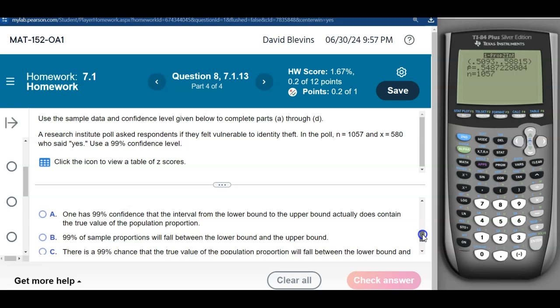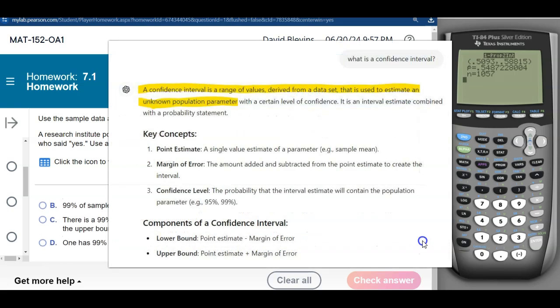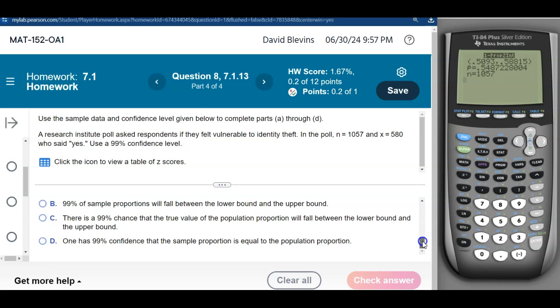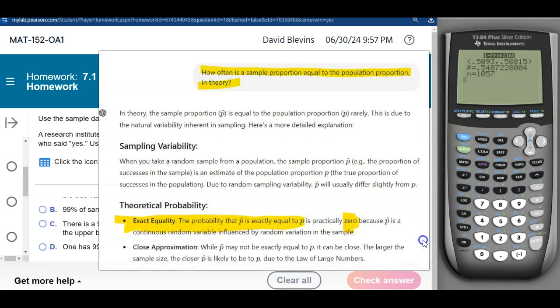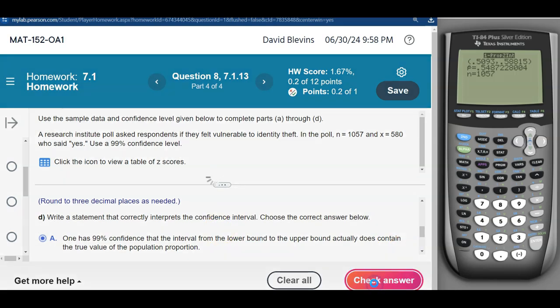A says 99% confident the interval contains the true value of the population proportion. That's what a confidence interval is. It's going to be A. We have confidence the sample proportion is equal? No. We have 0% confidence the sample proportion is actually equal to the population proportion. So a confidence interval is an interval that's wide enough that we feel confident that we have the value we're trying to estimate in there. And that thing we're trying to estimate is the population proportion when we're doing a confidence interval about a proportion.